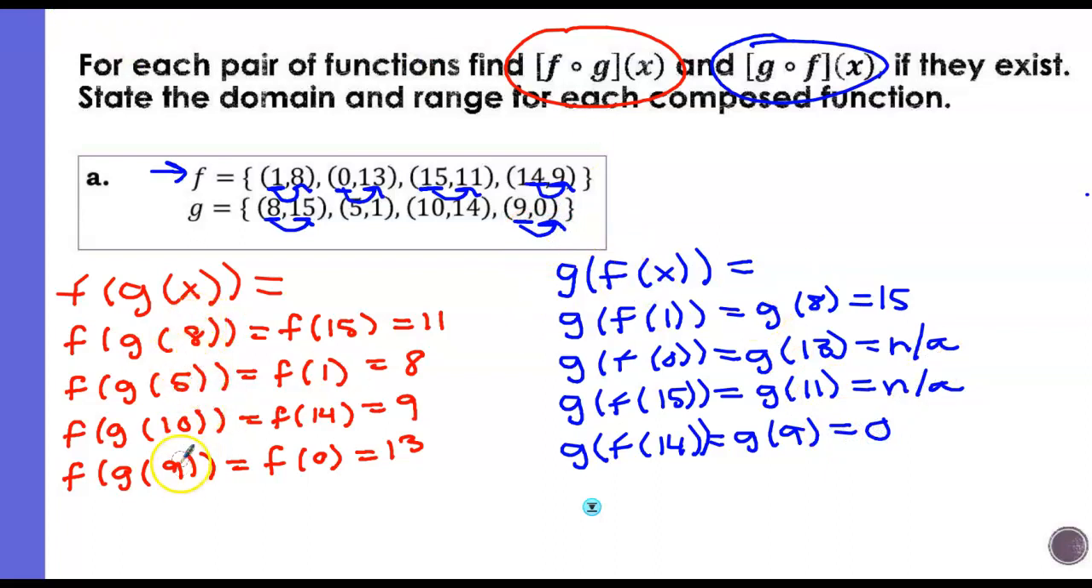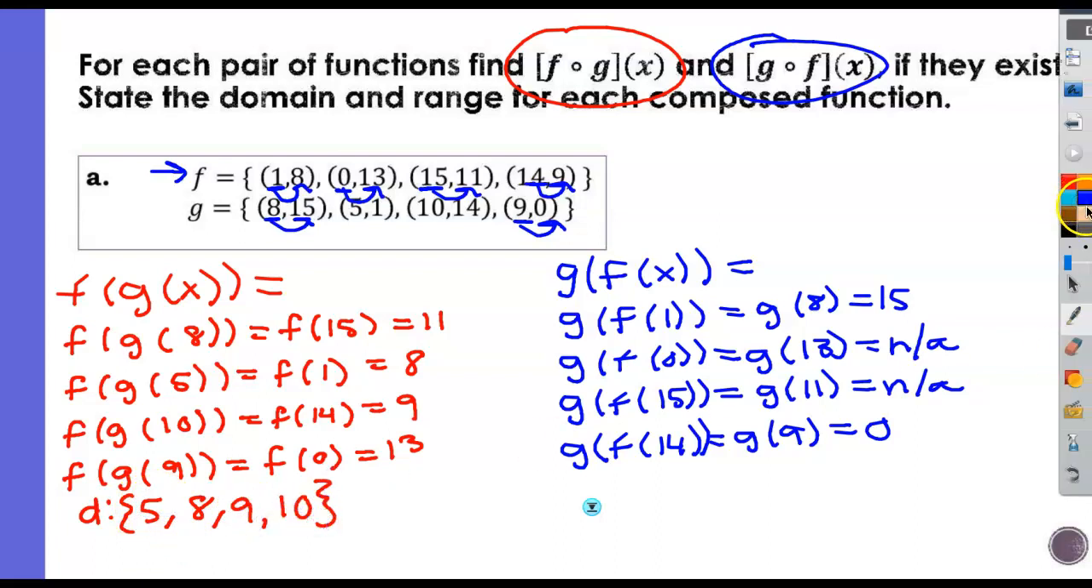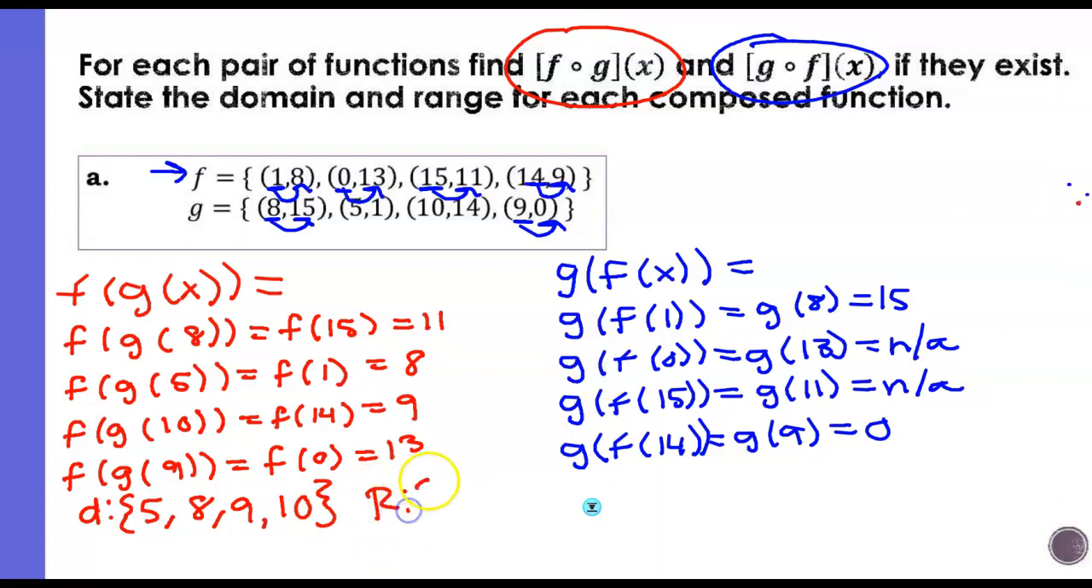All right, so now to write the domain and range for this, the domain is going to be those initial inputs. So these values here, whenever I write domain, I always just put it in order from smallest to largest. 9, 10. This is discrete, so we're just going to list all the points. And then the range for this is going to be the outputs. So again, I'm just going to put them in order from smallest to largest, 8, 9, 11, 13.